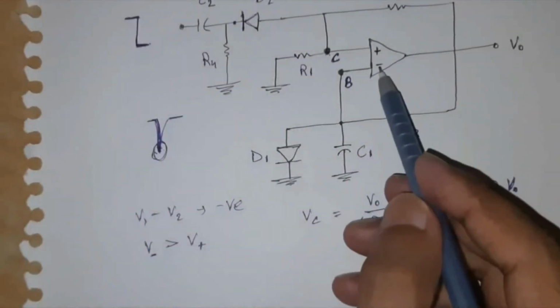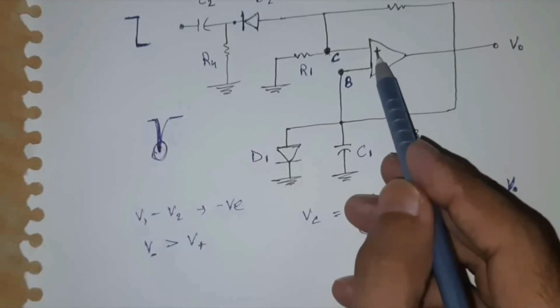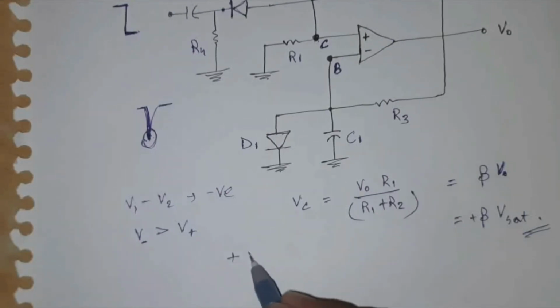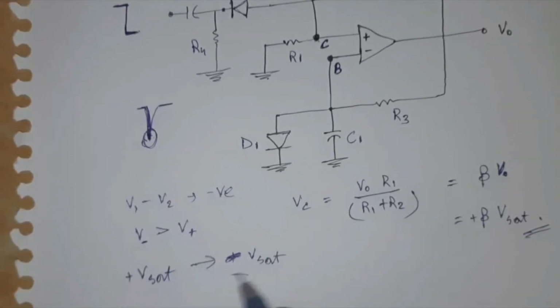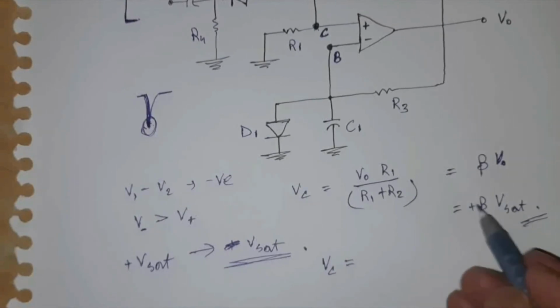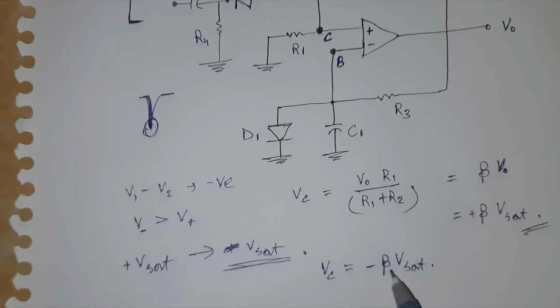Now you all know that since the inverting terminal is at a higher potential than the non-inverting terminal, V out will transition from plus Vsat to minus Vsat. So what will be Vc? We just have to replace the plus Vsat in the Vc equation by minus Vsat. So Vc will be obtained as minus beta Vsat.